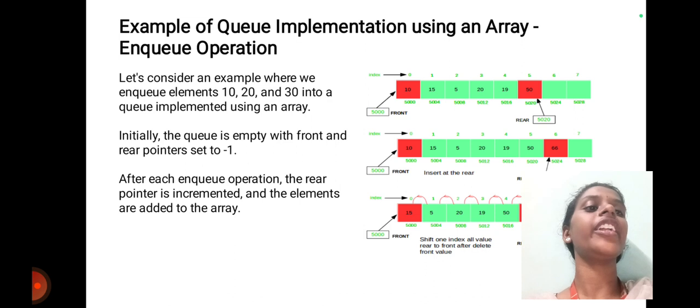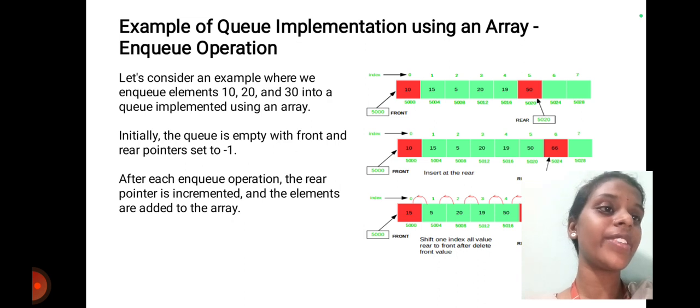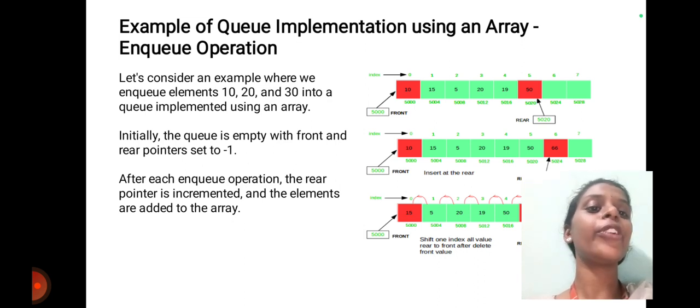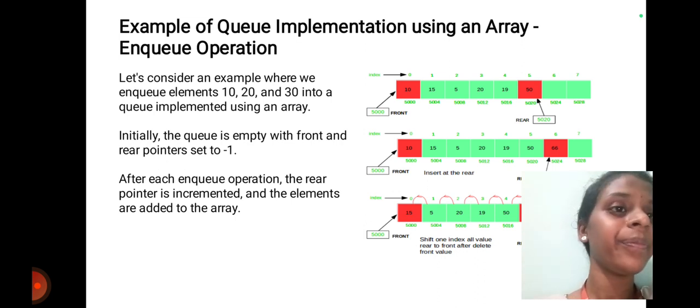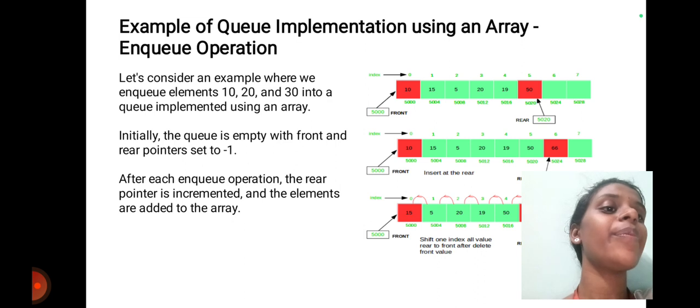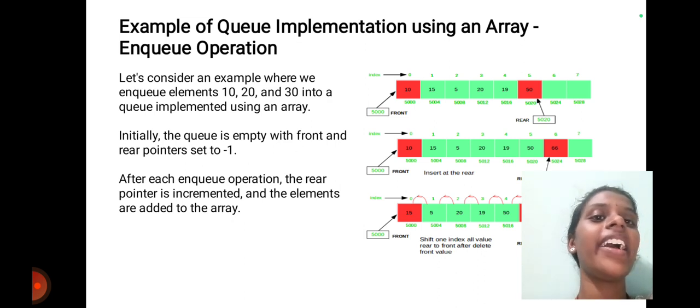Example of queue implementation using an array, enqueue operation. Let's consider an example where we enqueue elements 10, 20, 30 into a queue implemented using an array. Initially, the queue is empty with front and rear pointers set to -1. After each enqueue operation, the rear pointer is incremented and the elements are added to the array. In this example, we clearly observe the enqueue operation of the array.